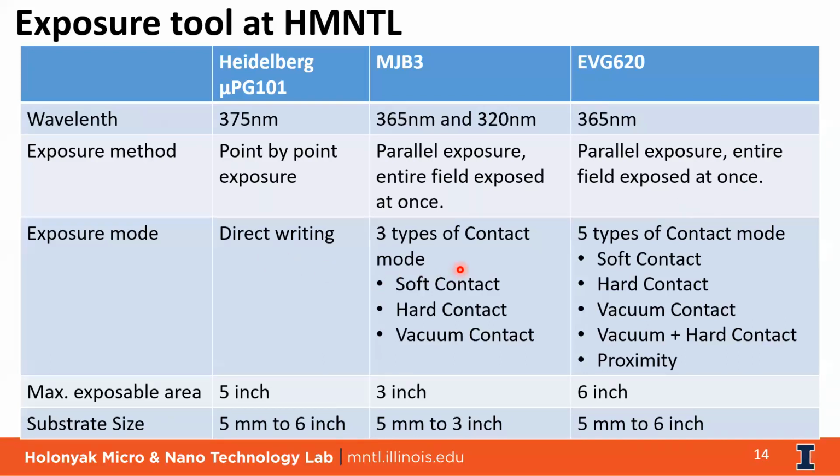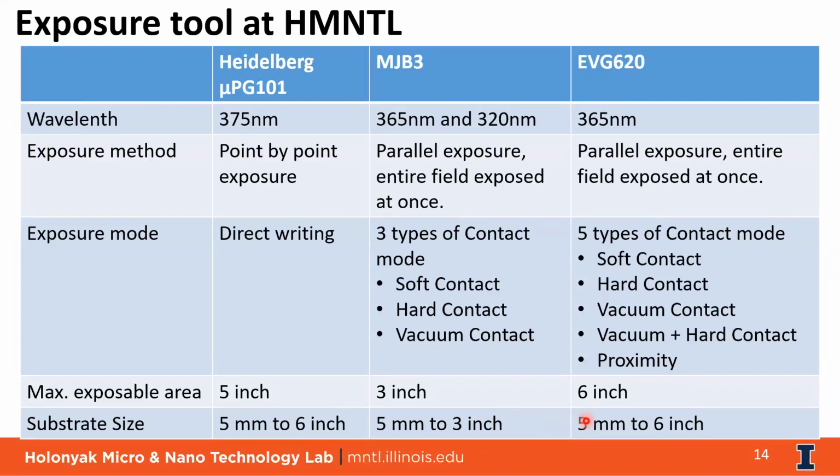In MJB3 we have 3 different contact modes: soft, hard, and vacuum. And EVG620 has 5 different contact modes: soft, hard, vacuum, vacuum plus hard, and proximity. In the next couple of slides we'll discuss these contact modes briefly. The maximum exposable area for Heidelberg is 5-inch, and for MJB3 3-inch. With EVG620 we can expose up to a 6-inch wafer area. For substrate size, in Heidelberg you can use even 5 mm samples up to 6-inch samples, and in MJB3 you can use from 5 mm to 3-inch wafers.